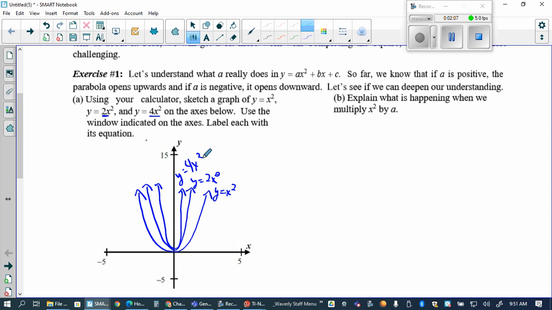So part B, explain what it is we just talked about. What's happening when we multiply x squared by a, some number in front of it? I'm going to put a caveat in here. If, and this should be here, a is greater than 1, what's happening? The graph gets what? It gets stretched taller and narrower.